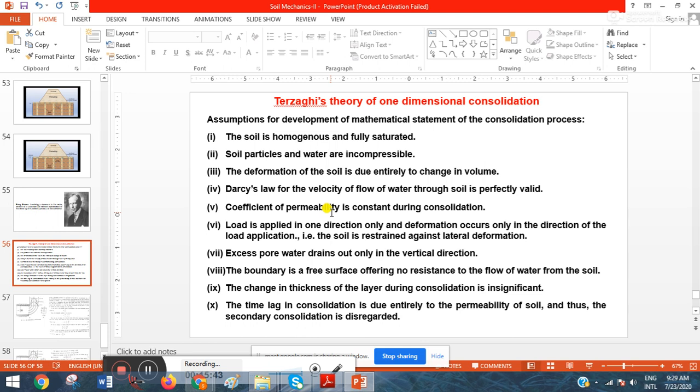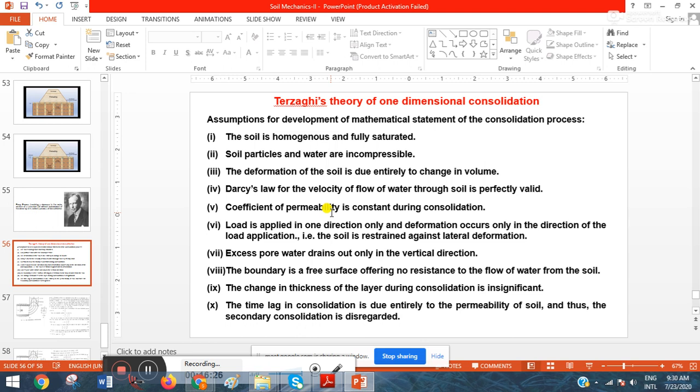Normally we take these for soil because if we don't consider the soil homogeneous, then we cannot go for any calculation, because soil is totally non-linear. If we consider it homogeneous, then only is a mathematical derivation possible for soil. And soil particles and water are incompressible. The deformation of the soil is entirely due to change in volume. Darcy's law is needed because water is present, so Darcy's law for the velocity of flow of water through the soil is perfectly valid.